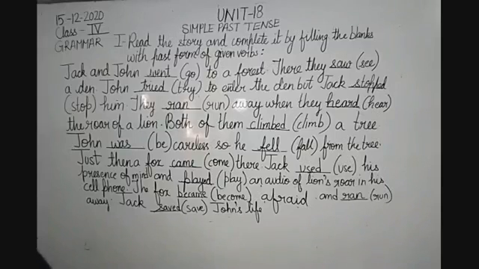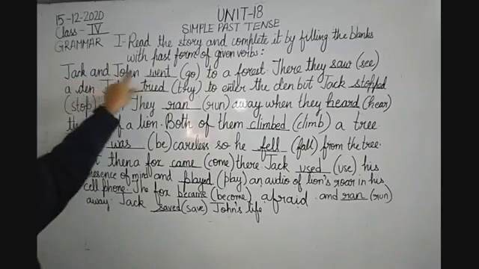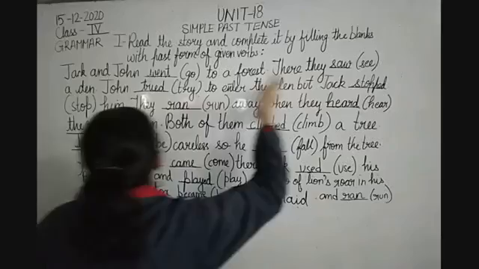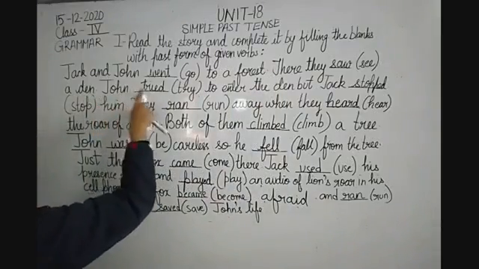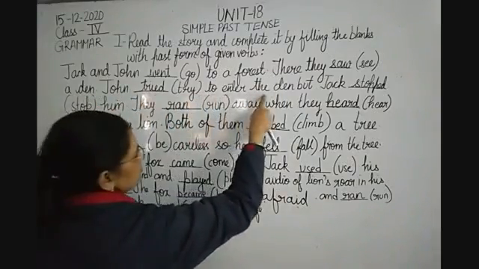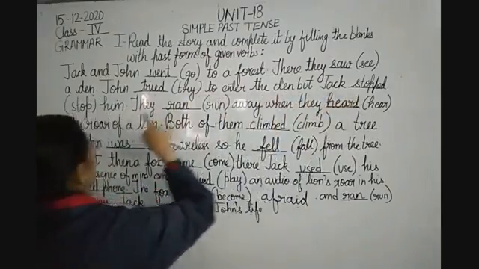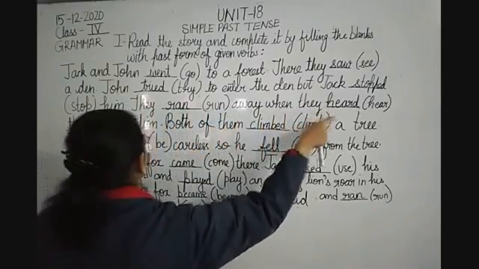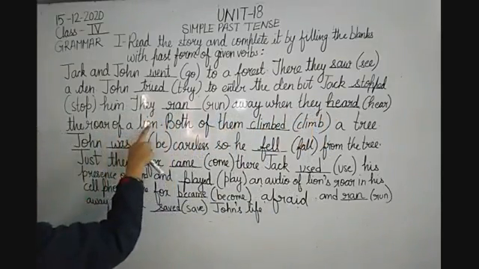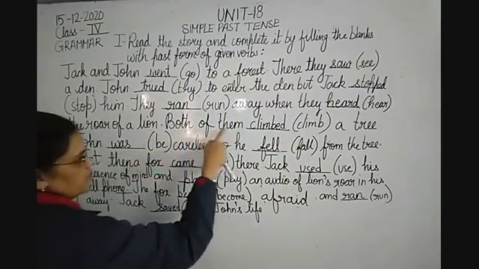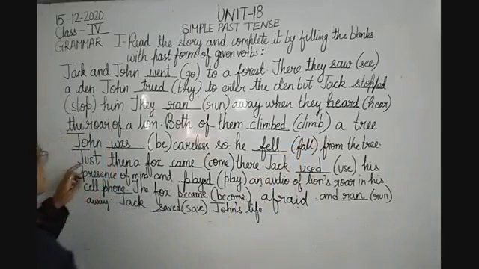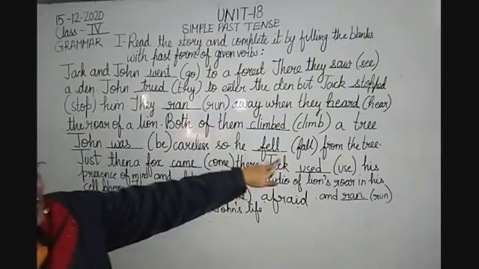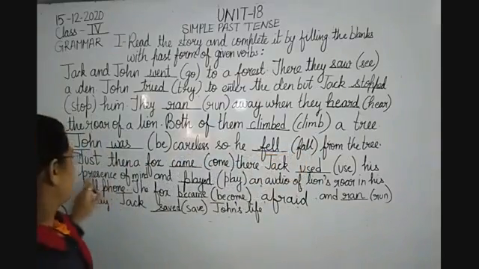Jack and John went to a forest. There they saw a den. John tried to enter the den, but Jack stopped him. They ran away when they heard the roar of a lion. Both of them climbed a tree. John was careless, so he fell from the tree.